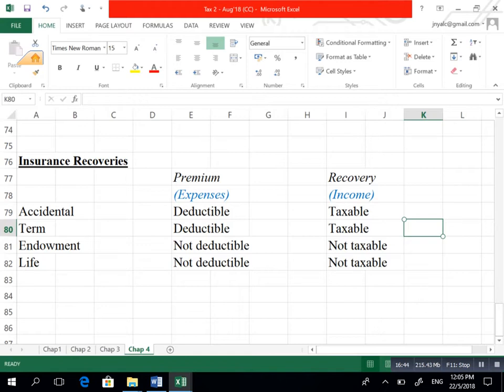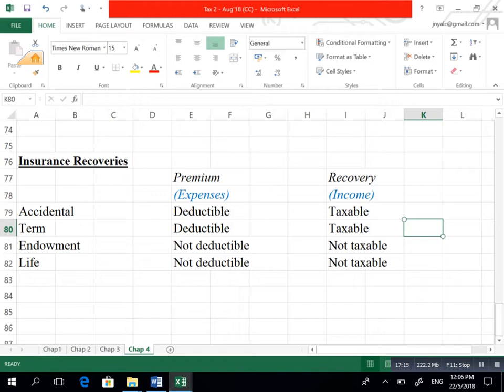Now next, the second thing is term insurance. Term insurance is something like general insurance, based on a term policy. So general is on those group insurance, right? For the employees and so on. And this one will also be a deductible premium, and the recovery will also be taxable. But what is actually not deductible and not taxable is these last two things here.